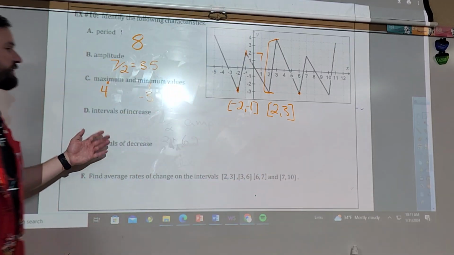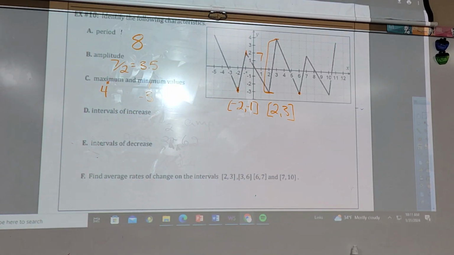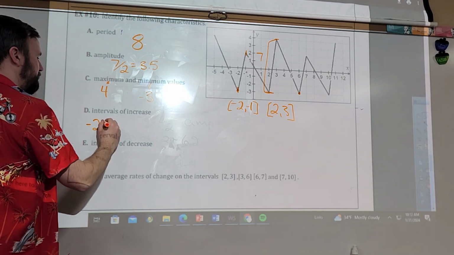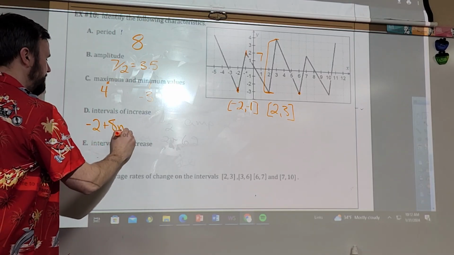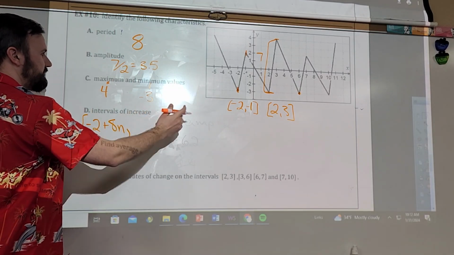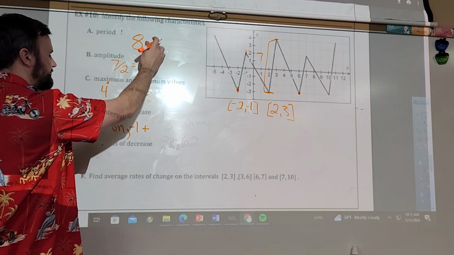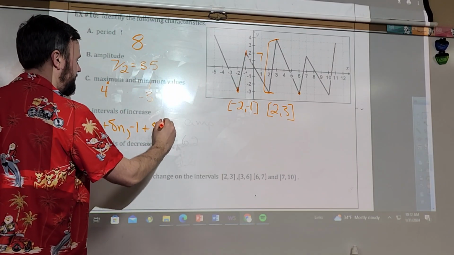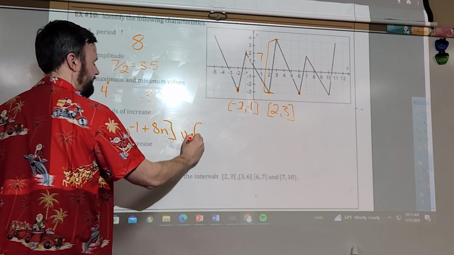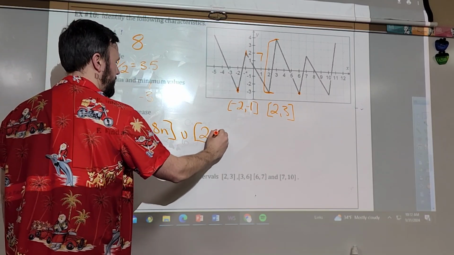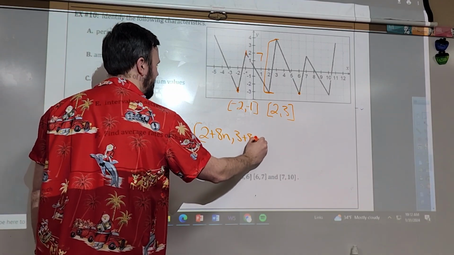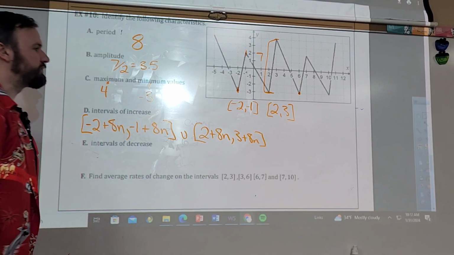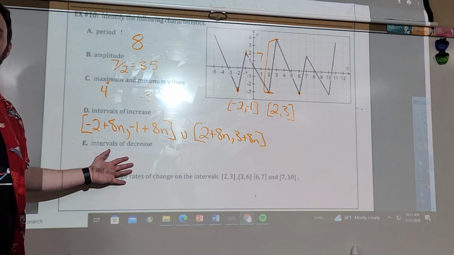Now, wait a second. I want every single interval I'm increasing. So what do I do with those two intervals? It's -2 plus, what's my period? 8n. -1 plus 8n. 2 plus 8n, 3 plus 8n. Because for whatever I plug in for n, it'll work, right?